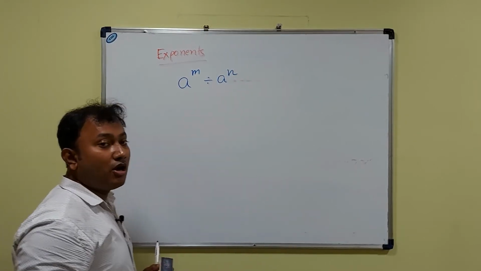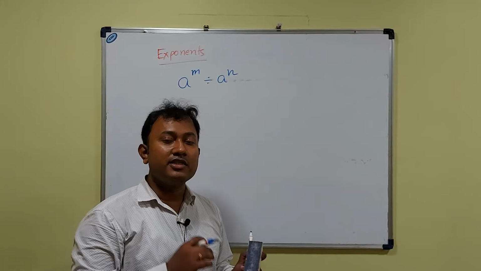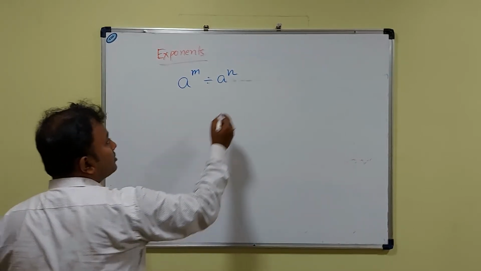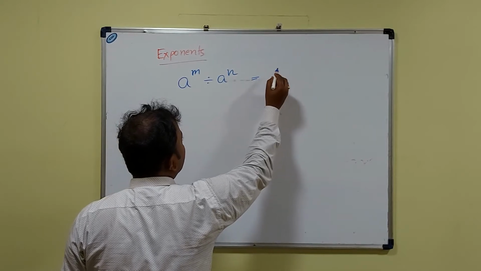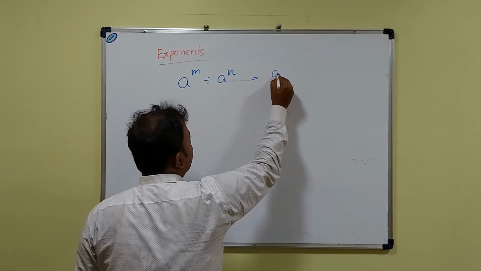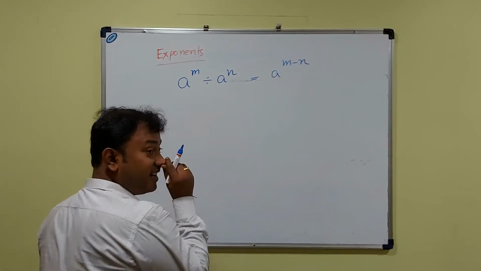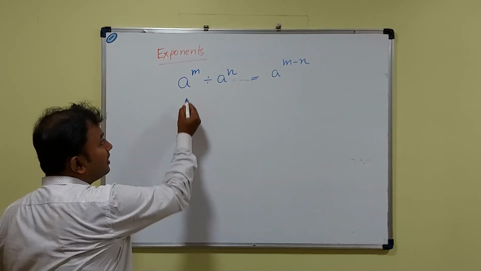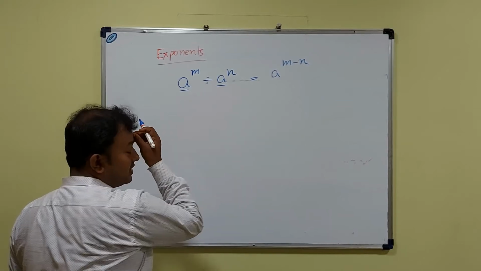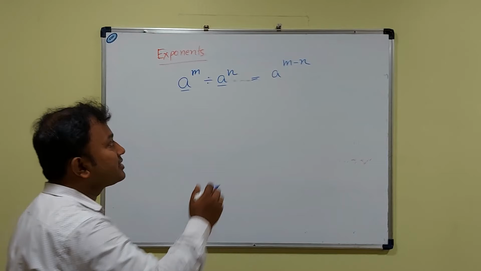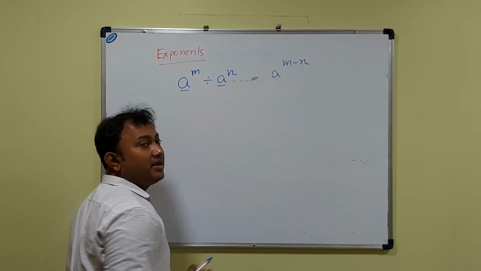The previous law was for multiplication. This law is for division. During division, the powers are subtracted if the base is the same. Here in both cases the base is a. So the powers will be subtracted, m minus n.